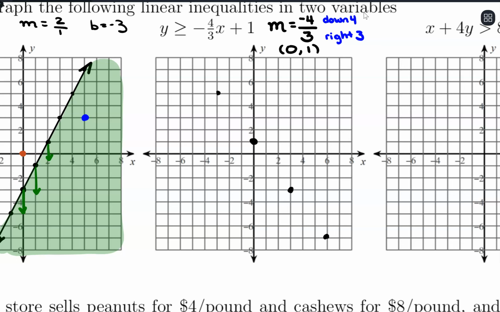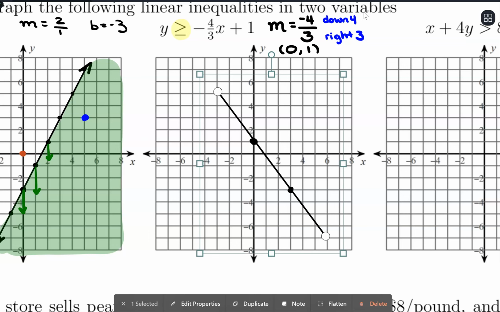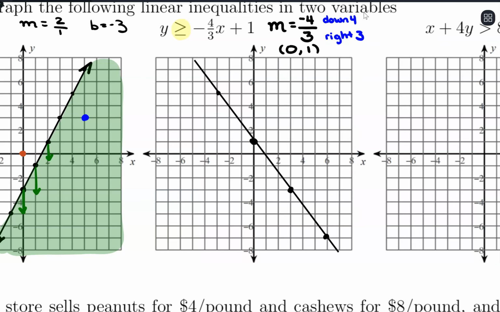And let's see, I'm going to check my symbol to know whether it's a solid line or a dashed line. Because this is more than or equal to, we're going to use a solid line. I'm just going to connect those, and I'm just going to extend it so it goes to the edge of my grid. All right, and then arrows at the end to show that it continues on.